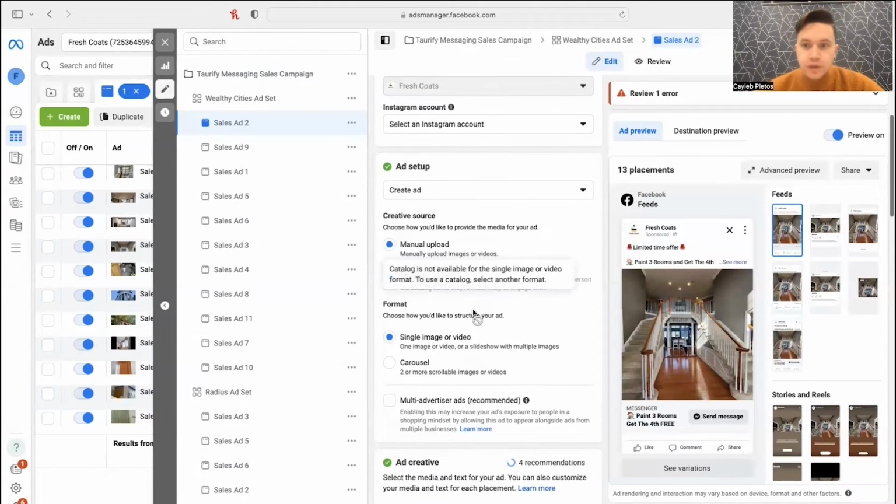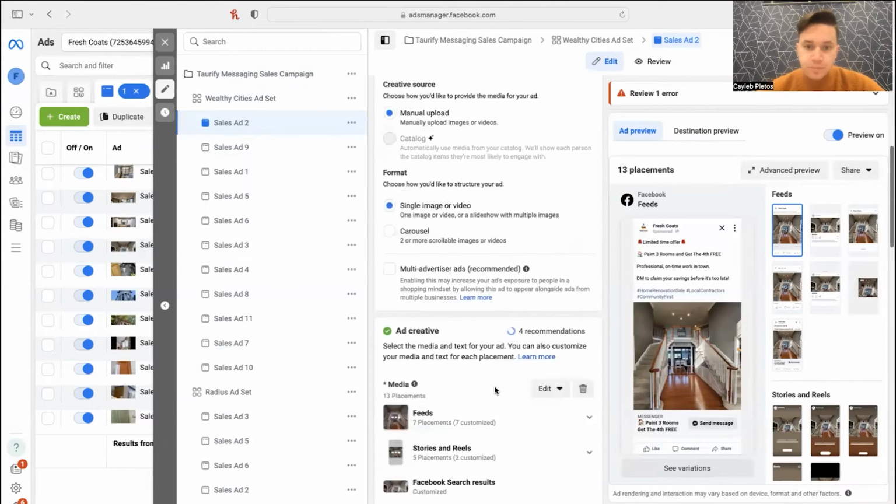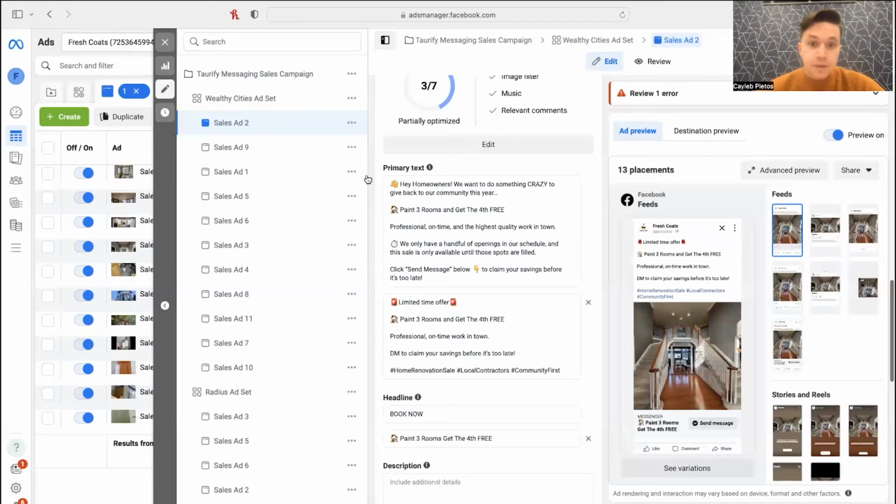So I'm going to quickly go through all of these ads that we did. This is a nice stairwell picture. There's 2 different types of copy that we used for each one. These are all the same with a slight exception of the offer tweak.